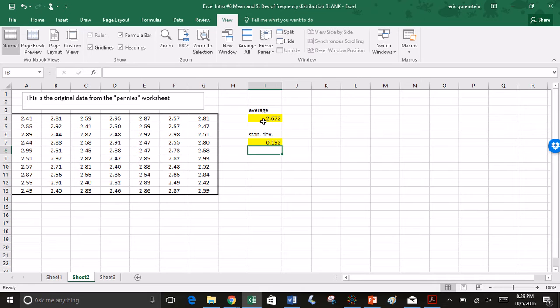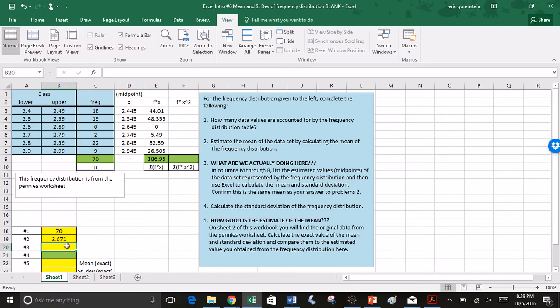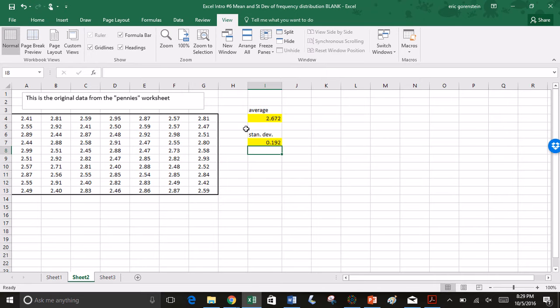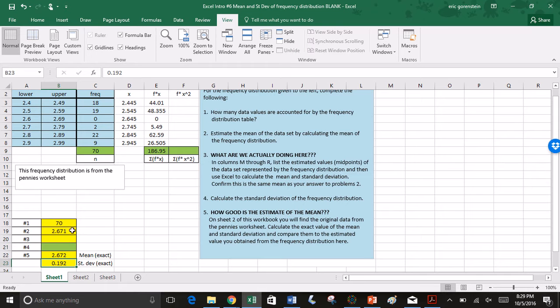So for the mean, I have 2.672 and the standard deviation 0.192. So down here, 2.672 and 0.192. So these are the exact values I got from the original data over here on sheet 2. Original 70 values, calculated the exact mean and the exact sample standard deviation. So our estimated mean is very, very close, within 1/1000th of the exact value.